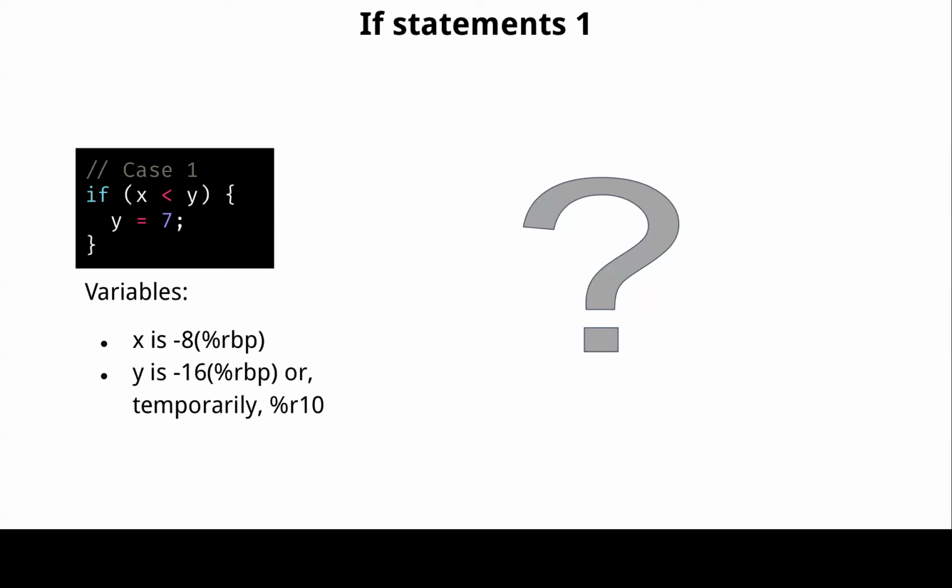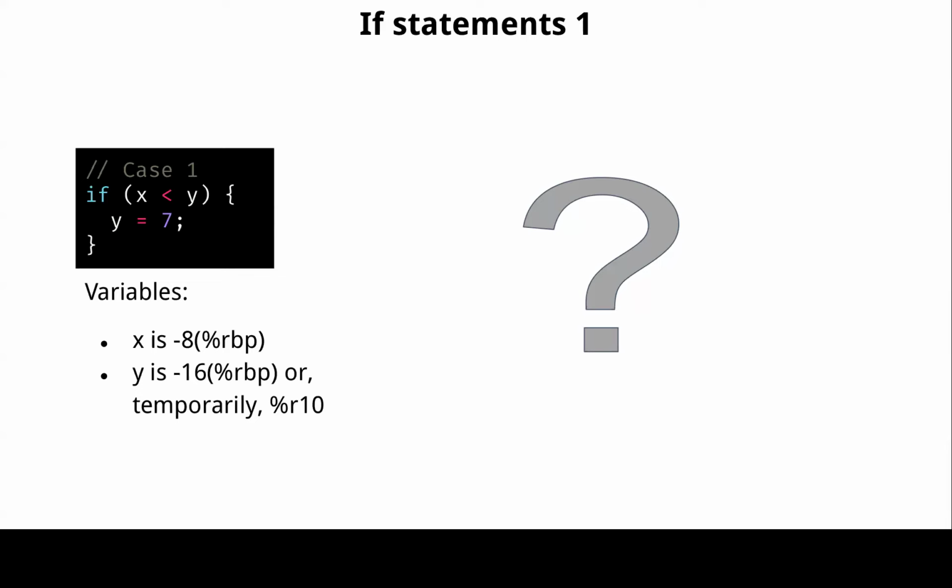Okay, JGE is the jump instruction. You're going to use that. But how about this compare? How do we implement that? Because JGE works by checking the flags, right? So which instruction will set the flags?